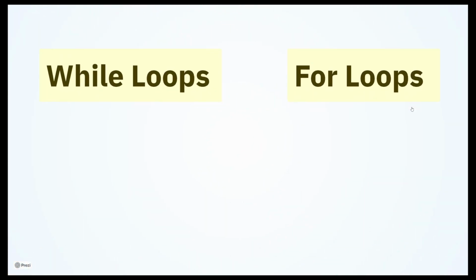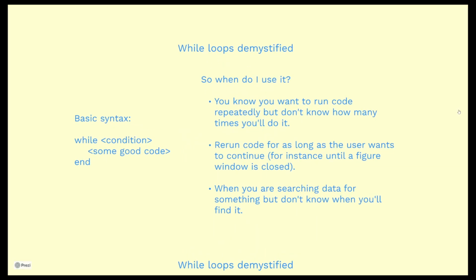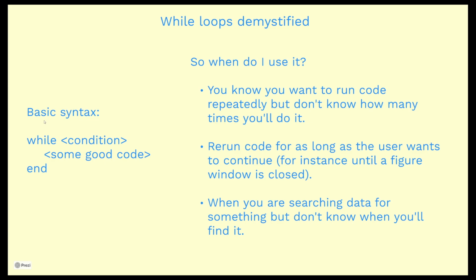While loops and for loops. Alright, let's take a look at the basic syntax. So, a while loop is composed of the keyword while, and then some sort of conditional statement, along with some code that you want to run multiple times, and then the end keyword. So when do you want to use it? Well, you'll want to use it when you know you want to run the code repeatedly, but you don't know how many times you'll actually do it.